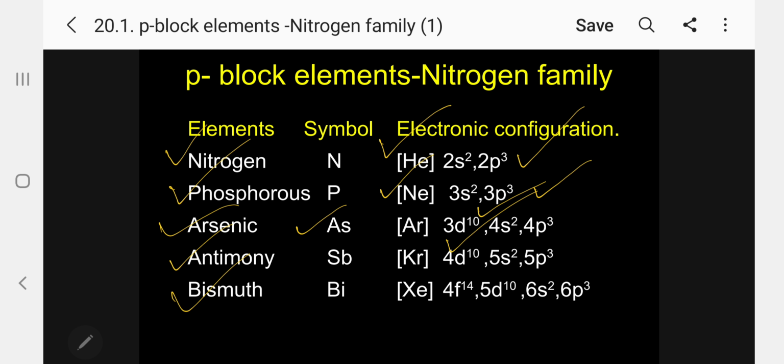Automatically, the outermost electronic configuration, that is the valence electrons, will decide the reactivity of the element. So nitrogen 2s2 2p3, phosphorus 3s2 3p3, arsenic 4s2 4p3, antimony 5s2 5p3, bismuth 6s2 6p3. So all the elements have 5 electrons in the outermost shell.